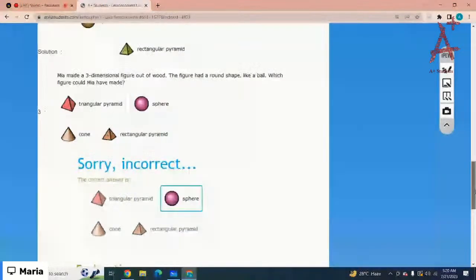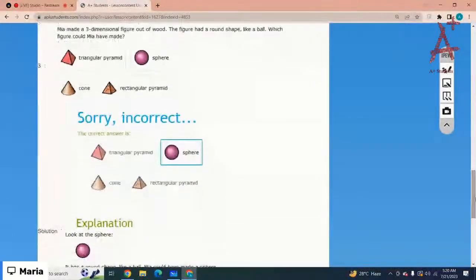Okay, Mia made a three-dimensional figure out of wood. The figure had a round shape like a ball. Which figure could Mia have made? So which is the correct option? She made this sphere, because of the four given options, the only one with a round shape is the sphere. That means she made a sphere.